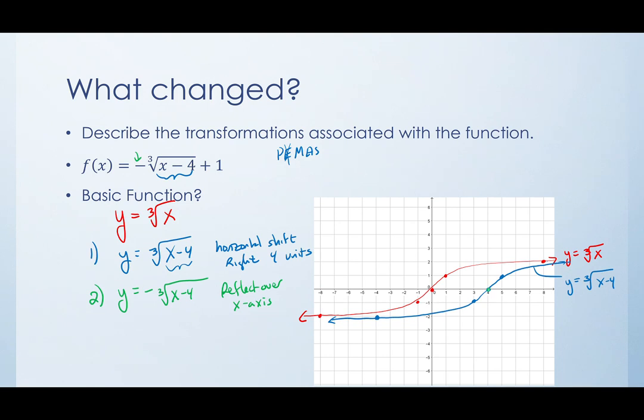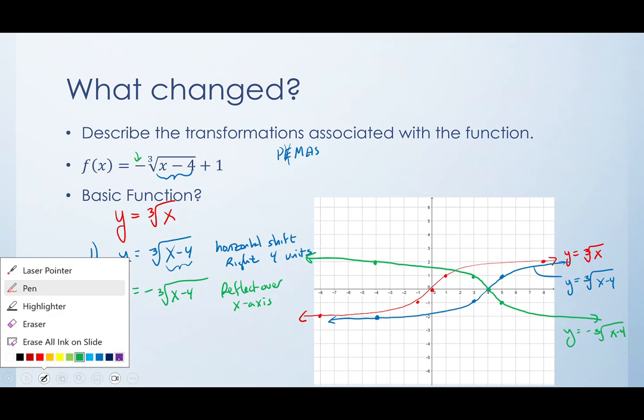So, of course, this point stays the same, the 4, 0, but 5, 1 is going to become 5, negative 1. 3, negative 1 is going to become 3, 1. Negative 4, negative 2 is going to become negative 4, positive 2. And the one that's off the screen is still off the screen. So we're going to do this. There we go. So this is our negative cube root of x minus 4. Now we're almost done. We just have one more transformation to go.